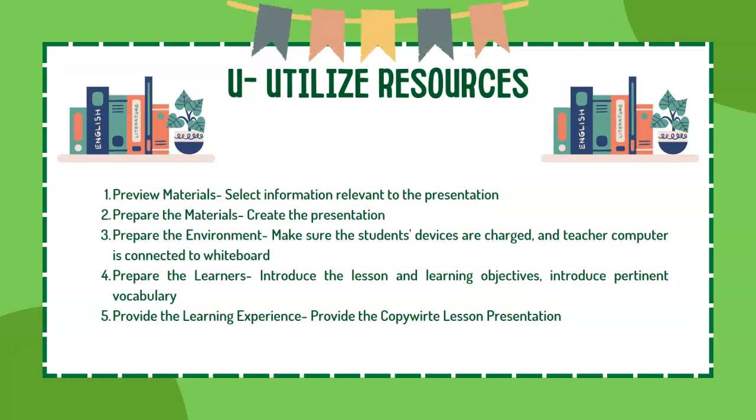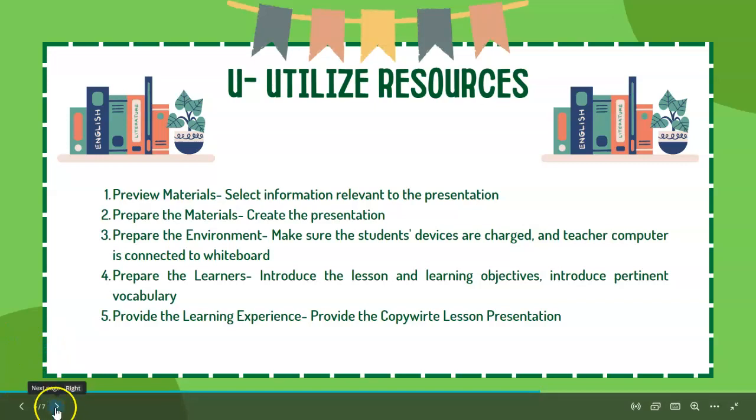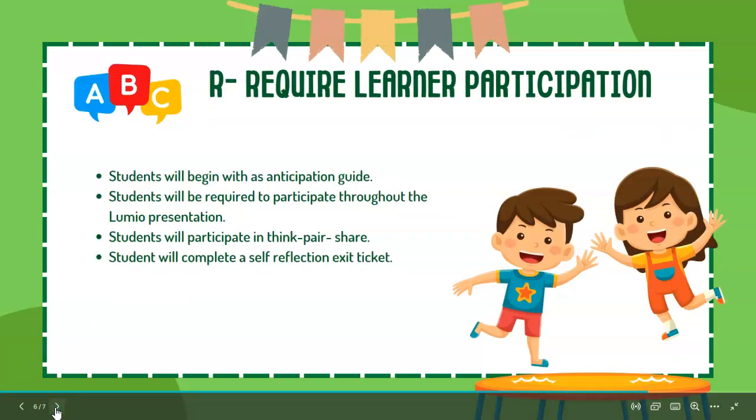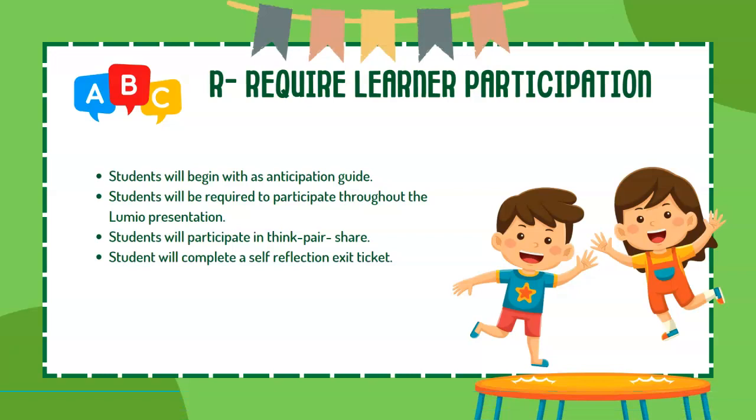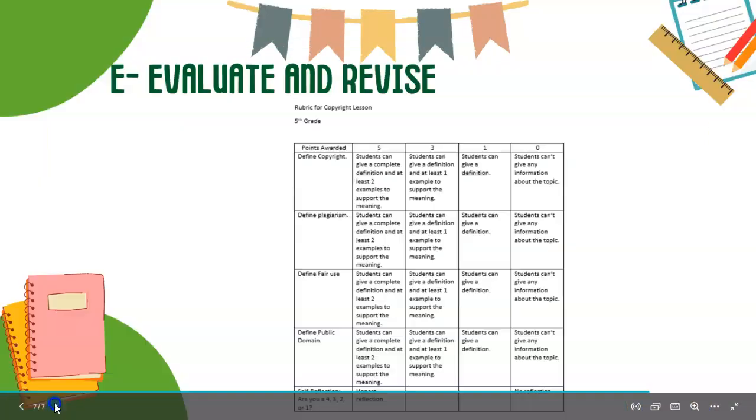So then prepare the learners: introduce the lesson, the learning objectives, and introduce pertinent vocabulary to them. And then provide the learning experience, which is to provide the copyright lesson presentation. R, require learner participation. Students will begin with an anticipation guide. Students will then be required to participate throughout the Lumio presentation. Students will then participate in Think, Pair, Shares, and then they'll complete their self-reflection exit ticket.